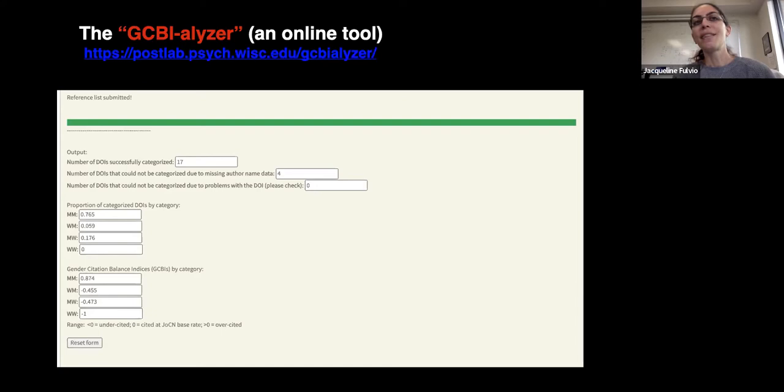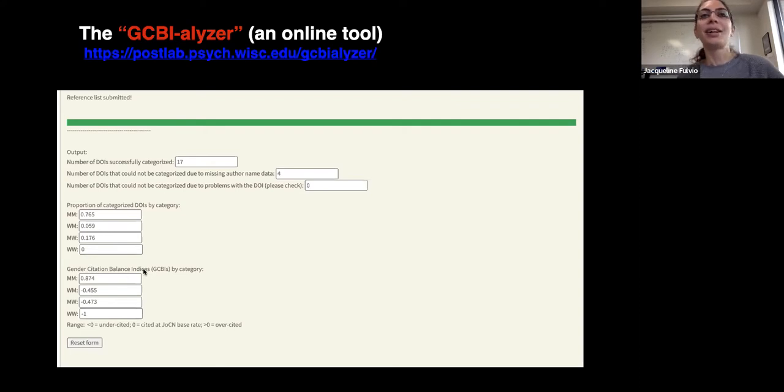And then the final 4 boxes. These provide the gender citation balance indices that are specific for the Journal of Cognitive Neuroscience. I'll talk about why that is in a moment. So what this is saying is that of my 17 citations, 76.5% of them were male-male. 0 were women authored papers.